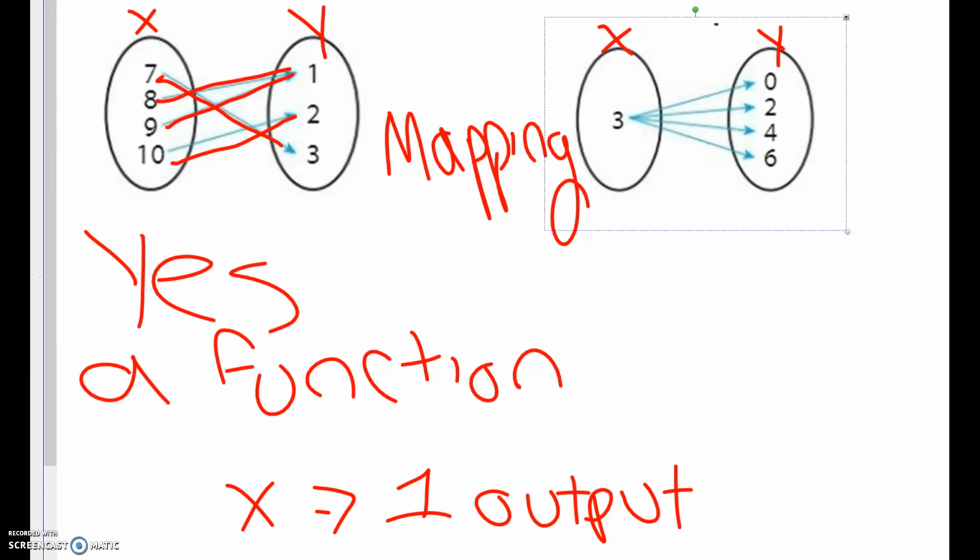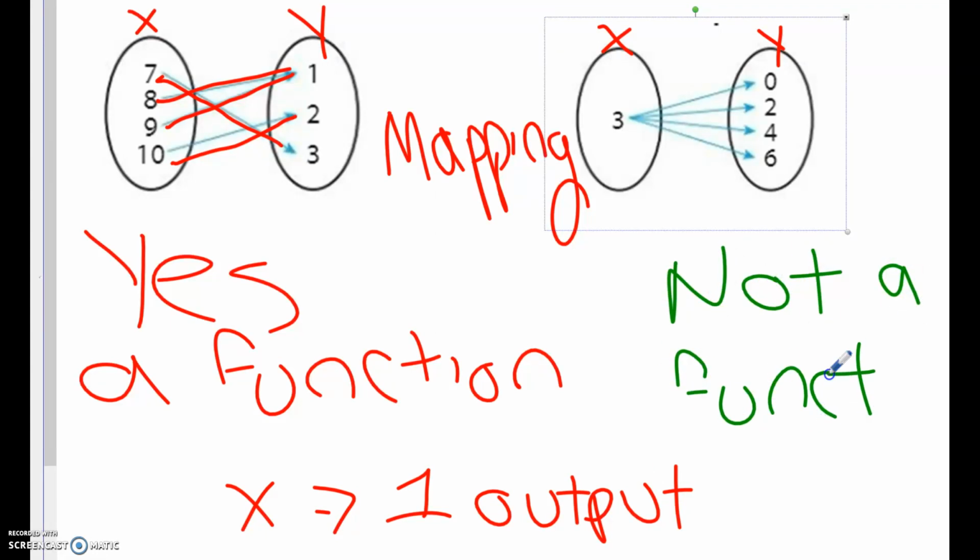Let's look at the next one. Does 3 have exactly one output? 3 goes to 0, 2, 4, and 6. So this one is not a function. Think about it, guys. Does it make sense that if you're going to put a number into a rule, like, say, 25 cents times x, you would get 4 different outputs, 4 different answers? No, it doesn't. So the second one is not a function.